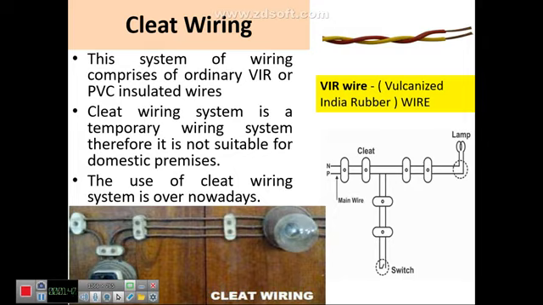So it's an ordinary arrangement that houses a VIR wire, that means vulcanized Indian rubber wire, or PVC, polyvinyl chloride wire, insulated wires. So these are all the types of wires we are using here. So cleat wiring is a temporary wiring method that is not suitable for permanent usages. So now we are going to see the application and advantages for this.